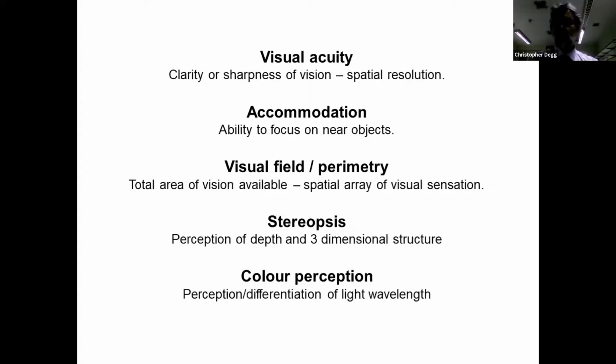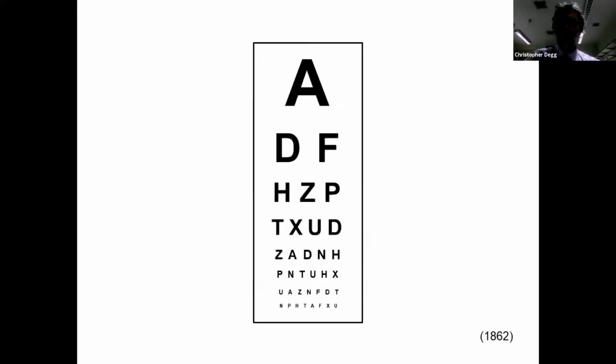We can look at visual field, so how much of the world can they see? We can examine stereopsis, so are the two eyes working together to give them proper 3D vision? And we can also look at colour vision, and that's useful because although quite a few people are born with a colour vision defect, more common in males than females, if you acquire later a problem with colour vision, it can be the sign of a problem, either a problem with the retina or a problem with the nerve. So colour vision is useful to know about.